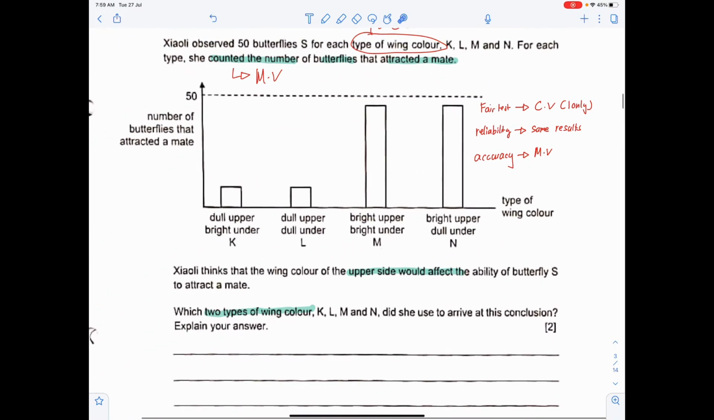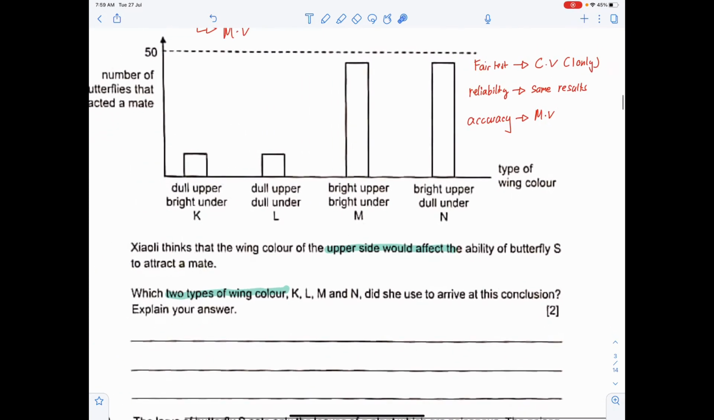So this question is actually disguised as a fair test because they're asking you which two should she use such that there is the one correct change variable while the rest of the variables remain the same. In this case there are two answers. Because the change variable is actually upper side, so the bottom part of the wing must be the same. So there are two plausible answers which I'm going to quote.